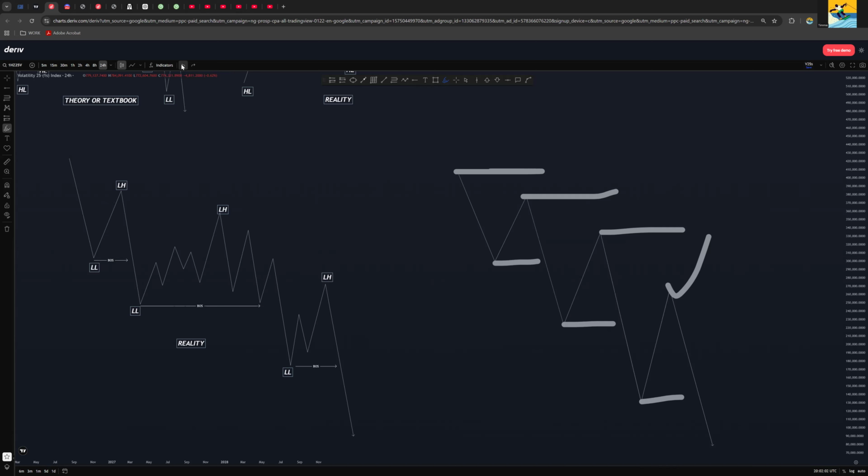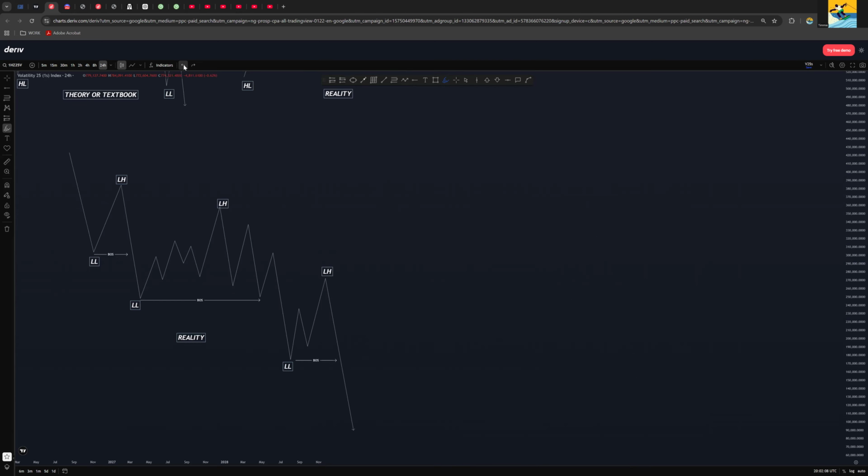We also have what we call trend change. How do you know when the trend has changed?